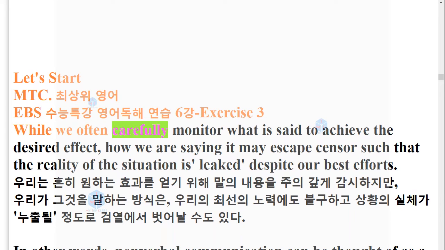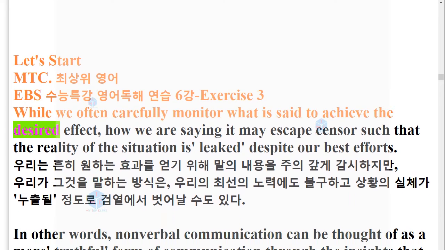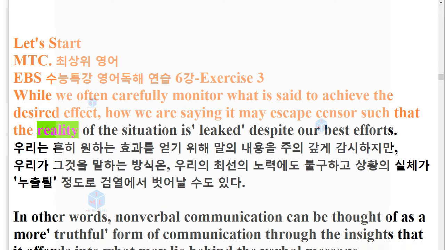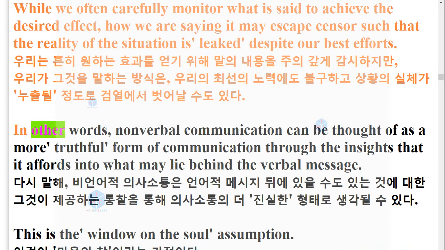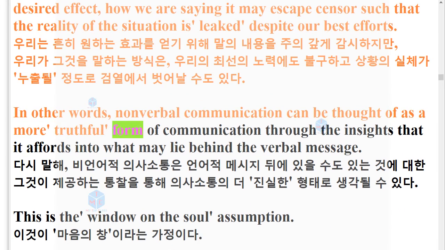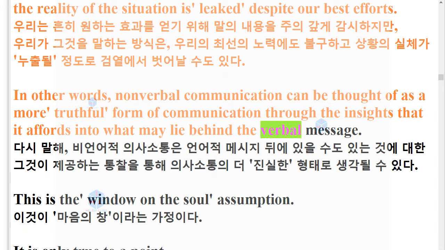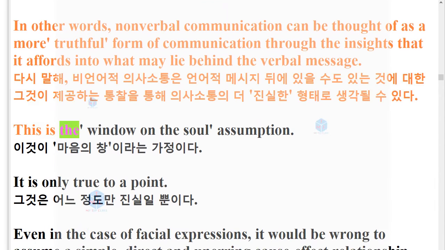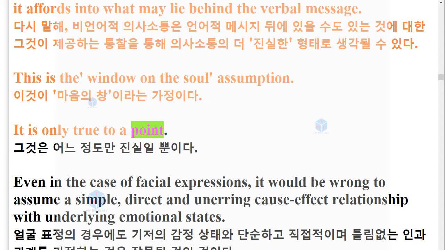While we often carefully monitor what is said to achieve the desired effect, how we are saying it may escape censor such that the reality of the situation is leaked despite our best efforts. In other words, nonverbal communication can be thought of as a more truthful form of communication through the insights that it affords into what may lie behind the verbal message. This is the window on the soul assumption. It is only true to a point.